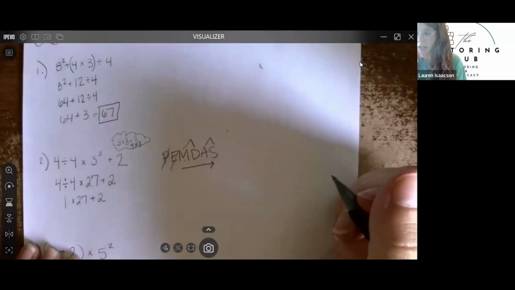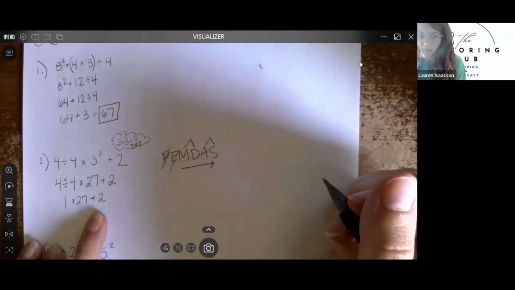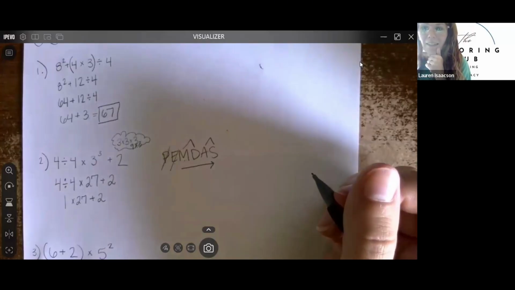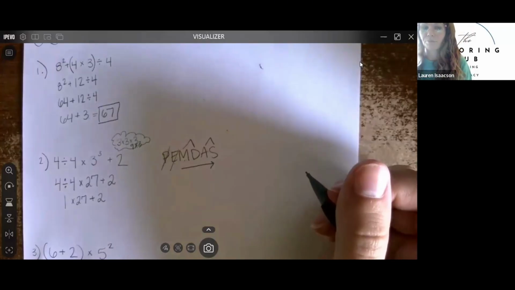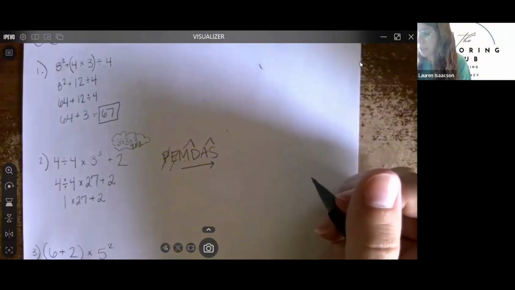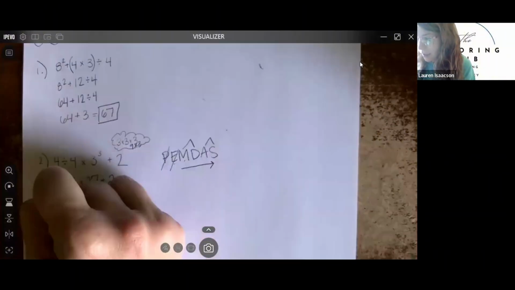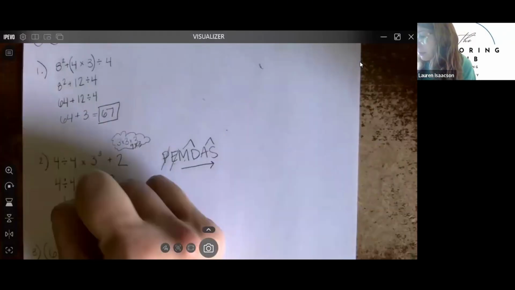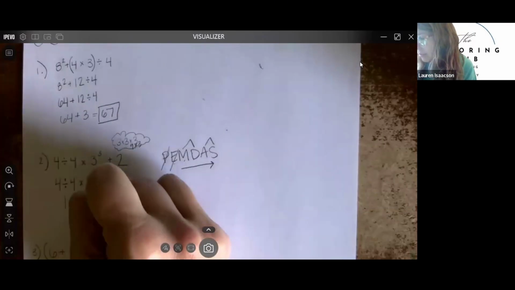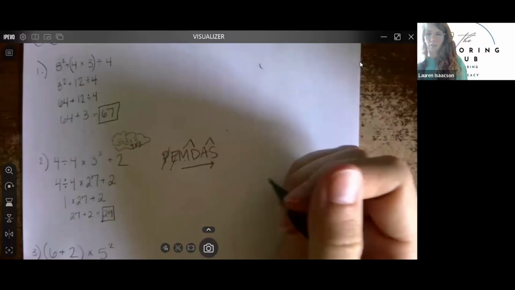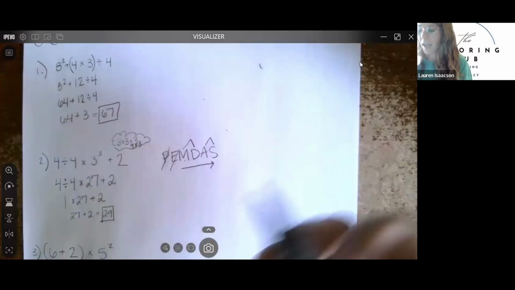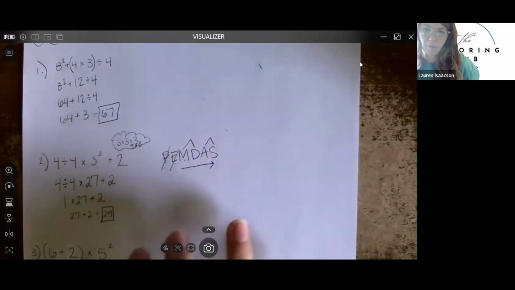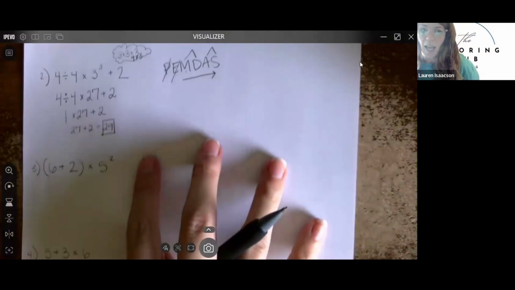And now I'm just left to multiplying and adding, okay? So now, what is 1 times 27? 1 times 27 is 27. And now we're left to add 2. So 27 plus 2 equals 29. So my answer is 29. Okay, so we worked our way left to right in our problem following our order of operations. Okay, so now let's do that again.